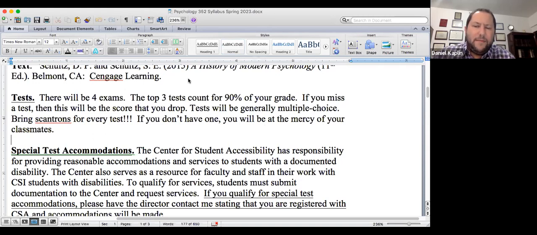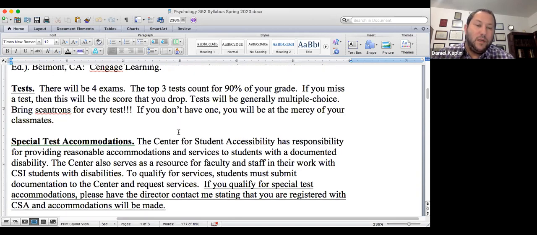again, like I said, the accommodations, it is not me who decides what accommodations you get. It is the Center for Student Accessibility, and whatever you are registered for, they will let me know. And they will oftentimes facilitate you taking the test as well. So that's it. That's the test component.